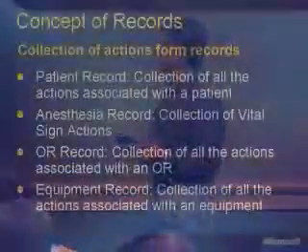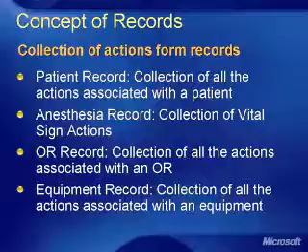When equipment enters a room, that's an action. Similarly, there could be radiology actions and other types of actions. Then records are nothing else but collections of actions, okay? So a patient record is where you collect all the actions associated with a patient. That turns into a patient record. An anesthesia record would be the collection of the vital signs as well as the medications.